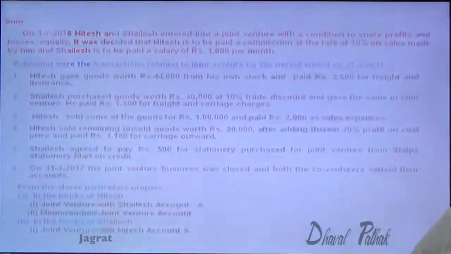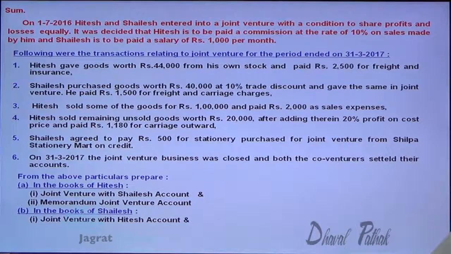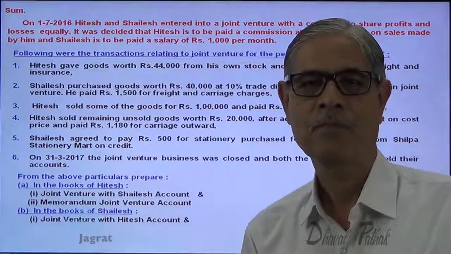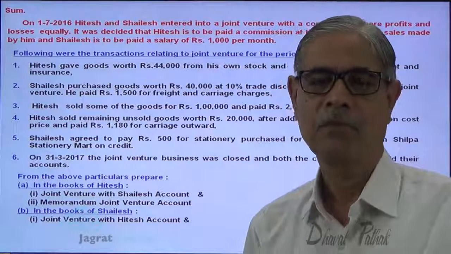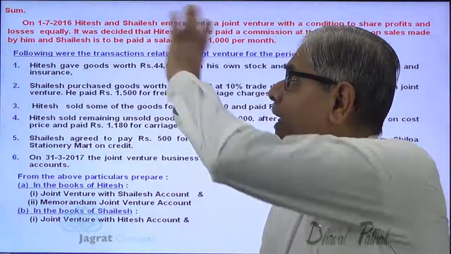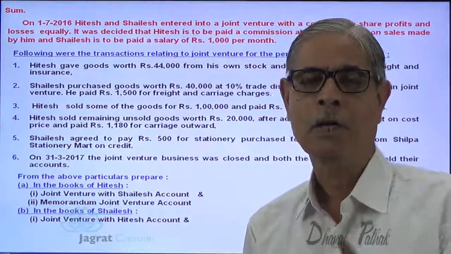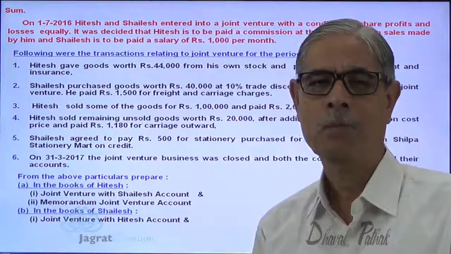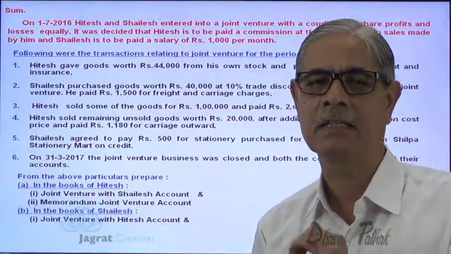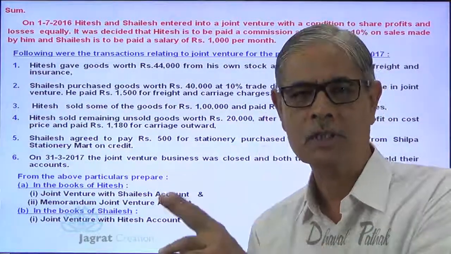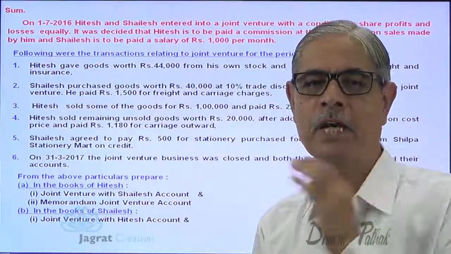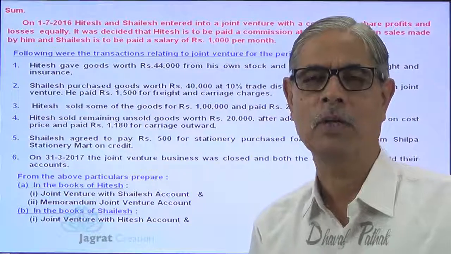This is the sum that I want to solve here before you. I have already solved this sum in the other video, wherein all the transactions of joint venture were recorded by Hitesh and Shailesh. Now I solve the same sum once again, wherein Hitesh records only those transactions with which he is concerned. Shailesh records only those transactions with which he is concerned. And to have a claim in the share of profit, they prepare Memorandum Joint Venture account.